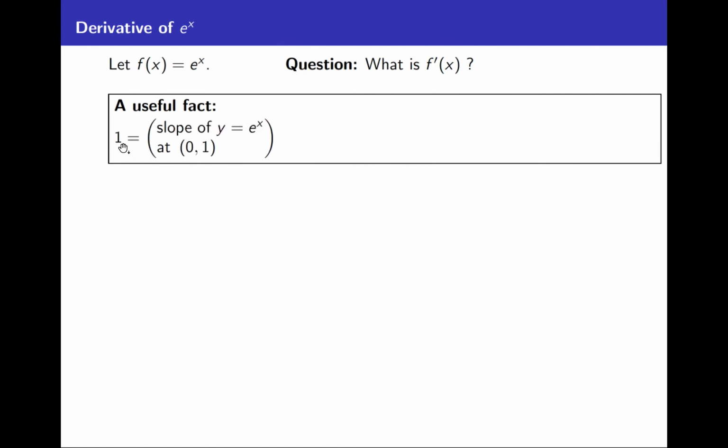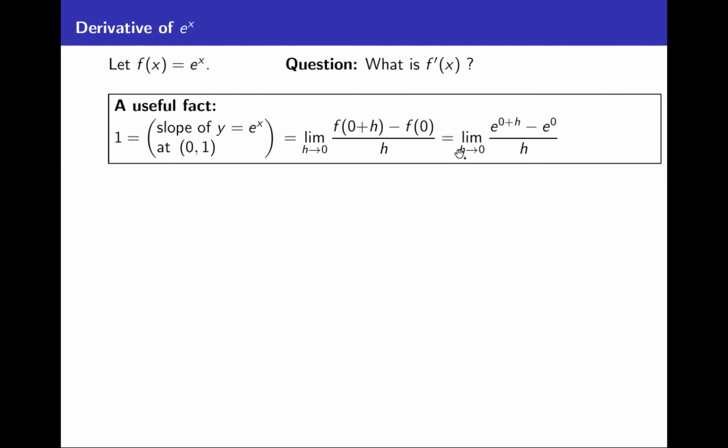On the previous slide, we showed that the slope of y equals e to the power of x at the point (0, 1) is equal to 1. We just showed that. But now think back to our formula for the slope of a tangent line to the graph of a function f of x at x equals 0. It was the limit as h goes to 0 of f of 0 plus h minus f of 0, divided by h. That's from several lectures ago. That's a formula for the slope of a tangent line at x equals 0 to the graph of f of x. And here our f of x is e to the power of x.